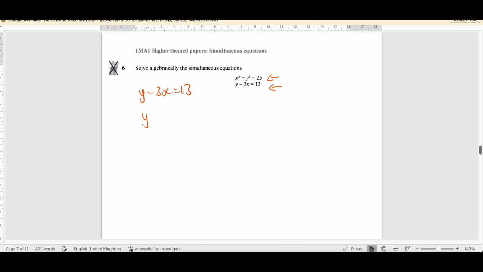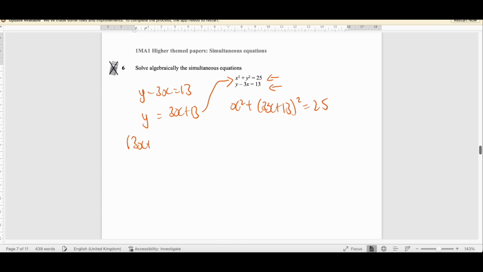So I take x across, so I get y equals 3x plus 13. Now this is going to replace y in the first equation here. So I'm left with x squared plus (3x plus 13) all squared is equal to 25. So what does that mean?